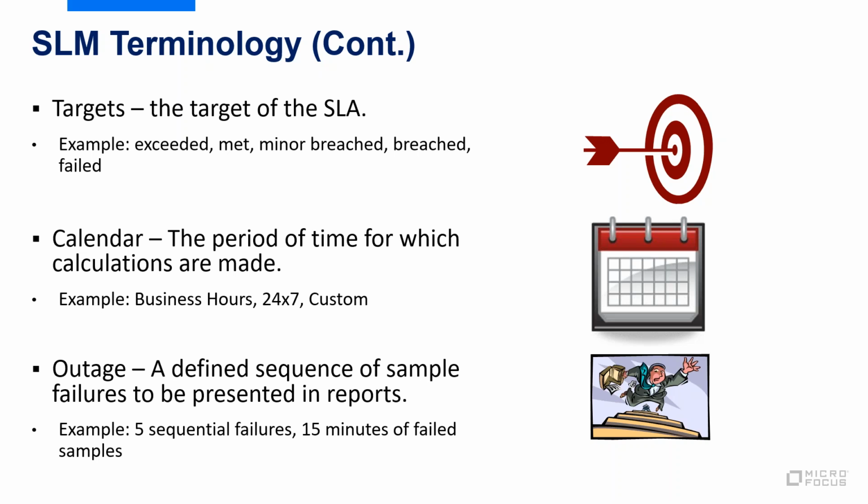Out of 5 sequential failures, we need to consider SLA has breached, or if it is continuously failed for 15 minutes, then we can mark it as breach. So the outage can be defined in the SLA configurations.